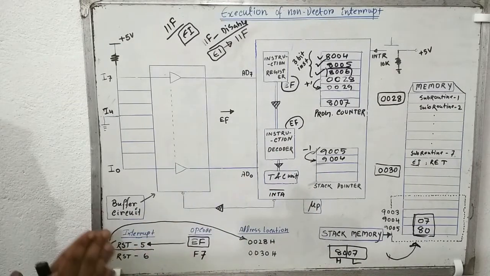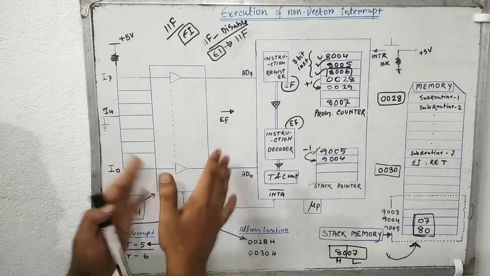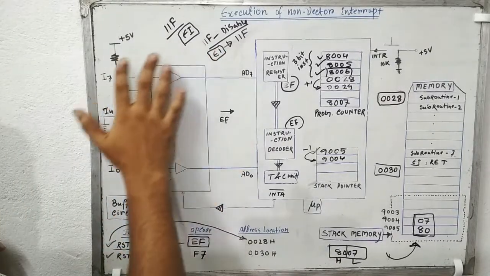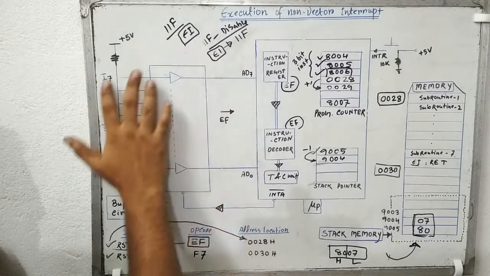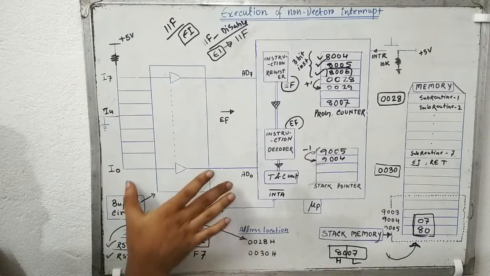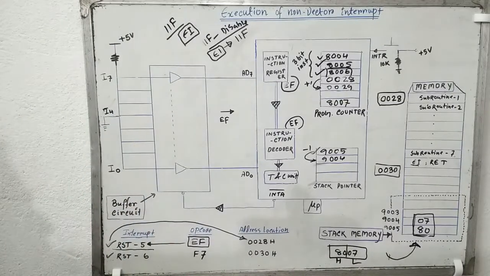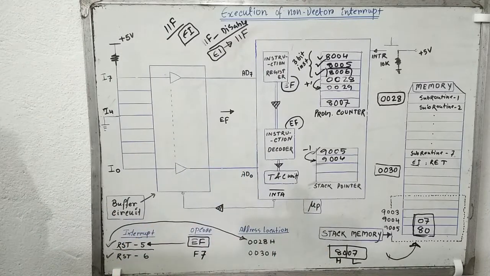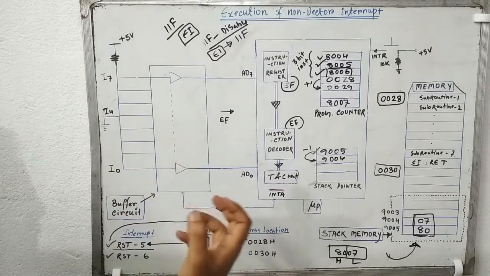The difference between vector and non-vector interrupt is that for the non-vector interrupt, we supply the address of the subroutine by connecting this hardware, this buffer circuit, externally. But for the vector interrupt, we will not connect any kind of buffer circuit externally, because the microprocessor already knows the address of the subroutines. So now let me just revise the process briefly that we have done here.